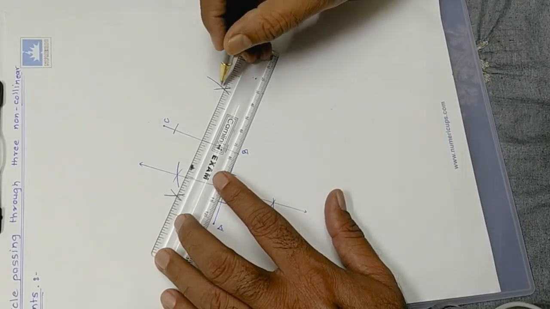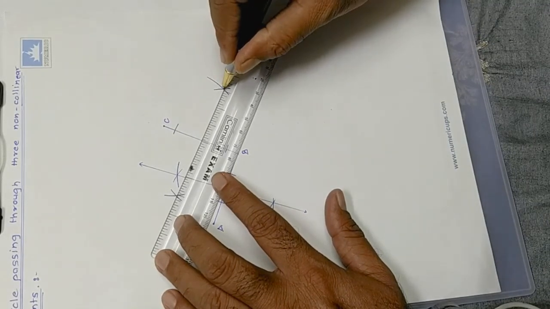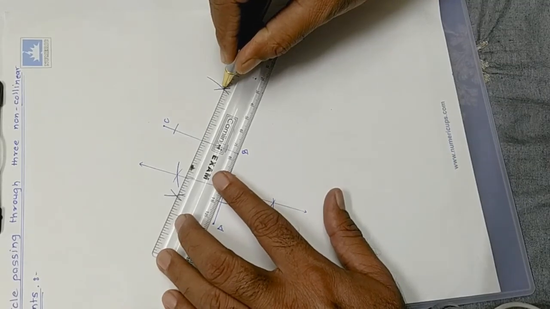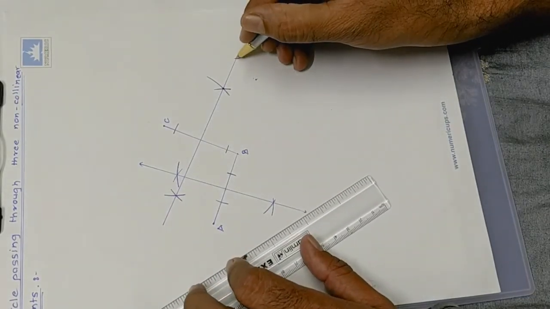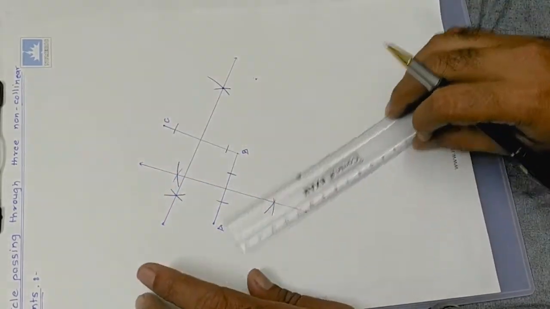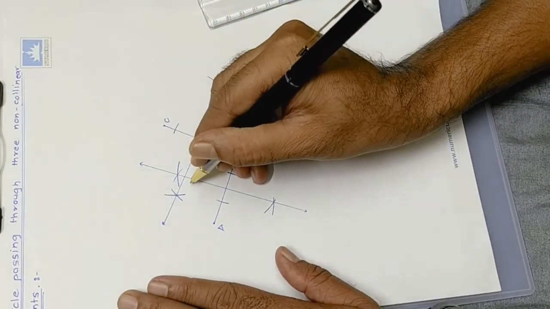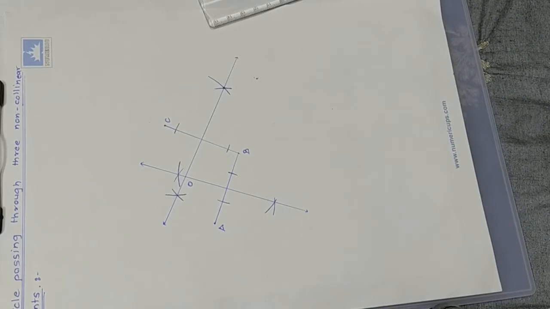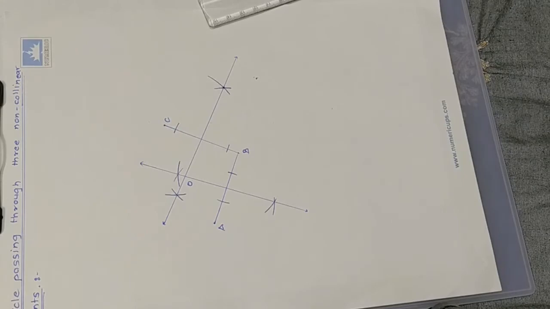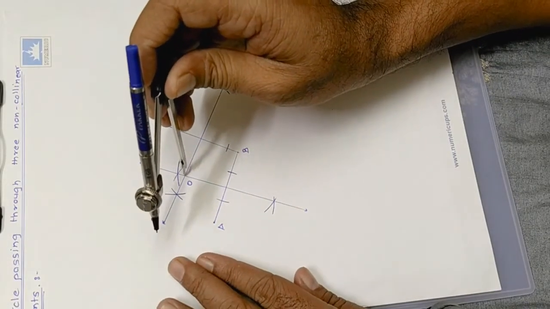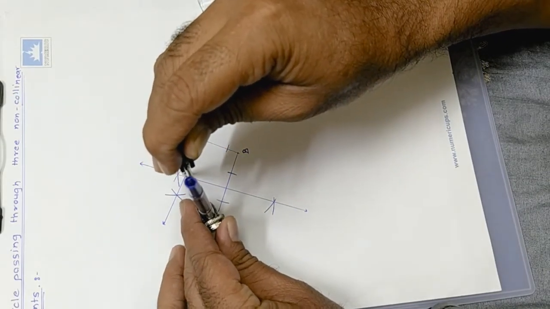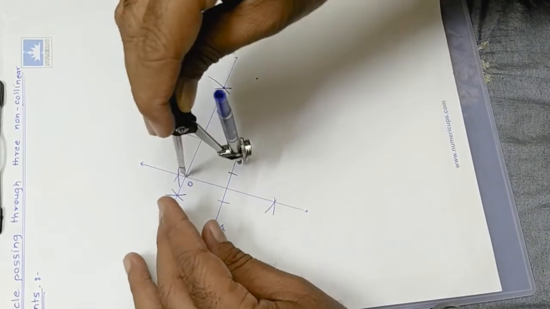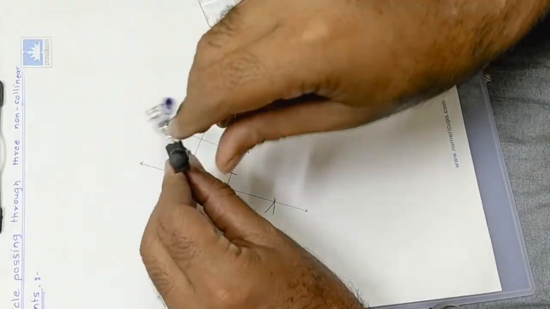Join accurately, then only your circle will pass through all the three points. Okay, so here we have joined it. Now you will get a point O. This point O is nothing but the center of the circle. Now what you are going to do, take OA as a radius in your compass like this. Put your compass on O, take the radius OA in your compass and check whether it is passing through all the three points.